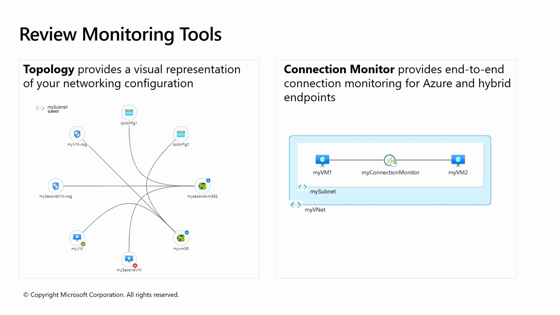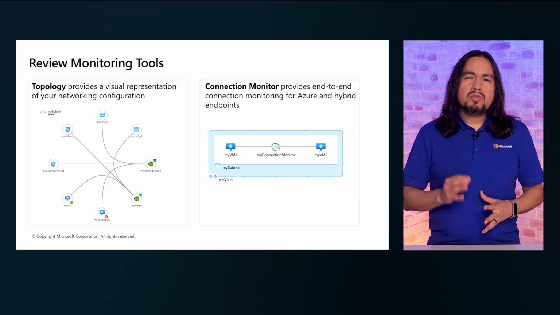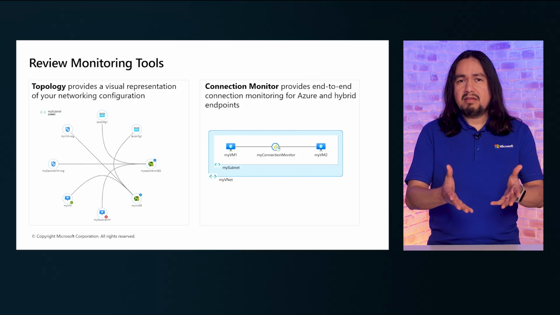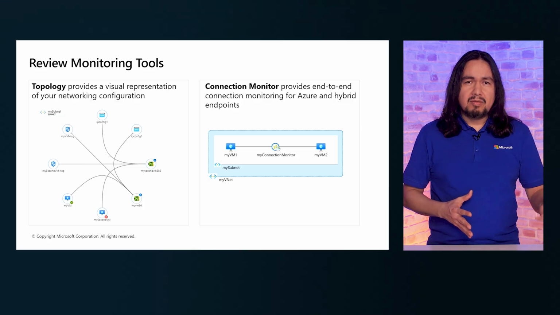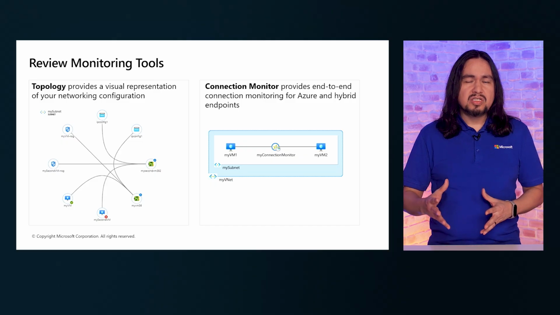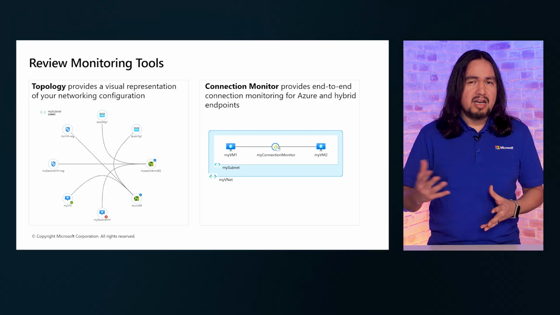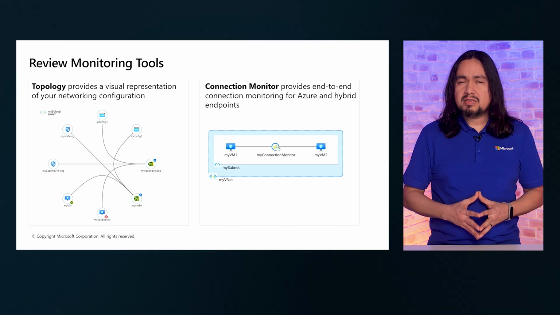In the case of the monitoring tools, we have topology. It will provide you a visual representation of your network configuration. For example, you can see on the slide that we can see the network interface cards, the IP configurations, the virtual machines, even the network security groups associated maybe to your network interface cards or your subnets.